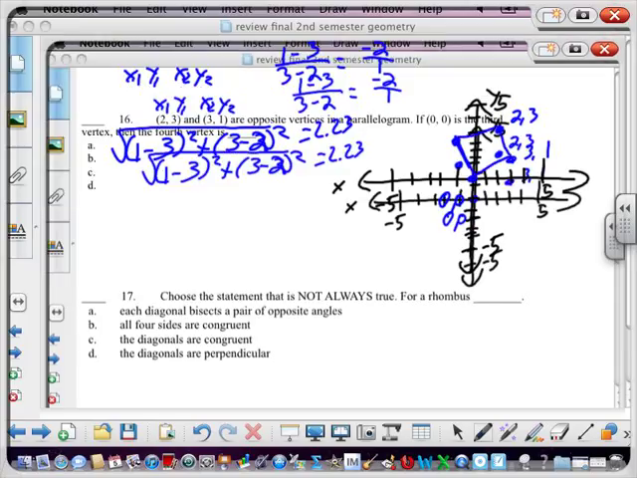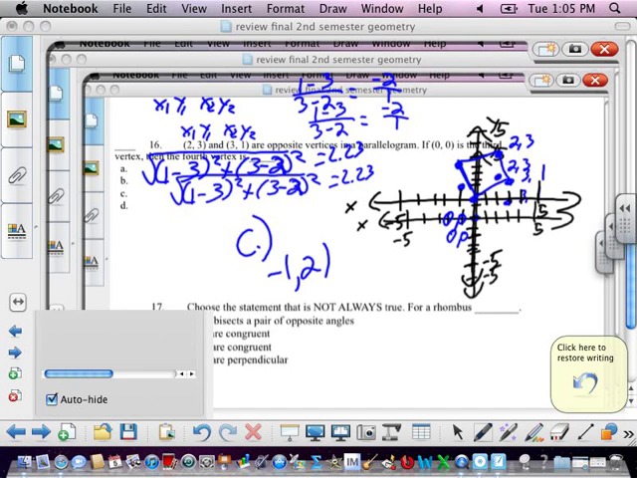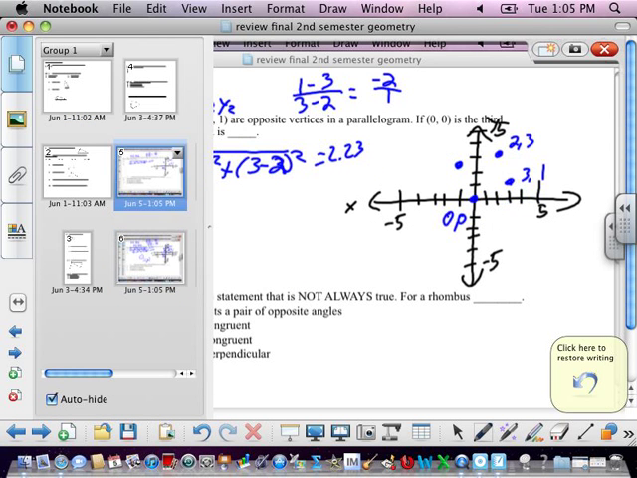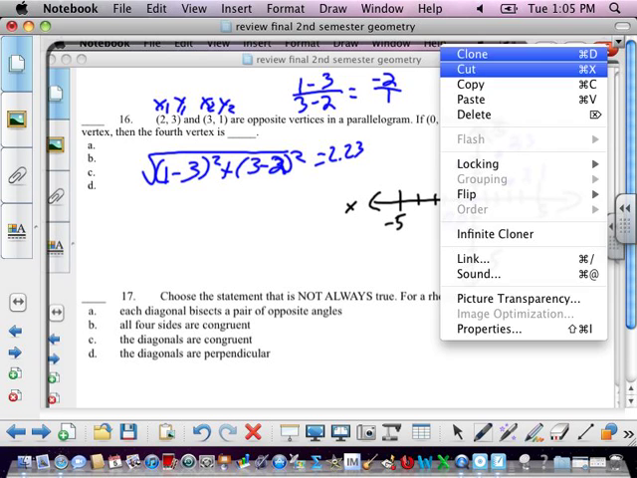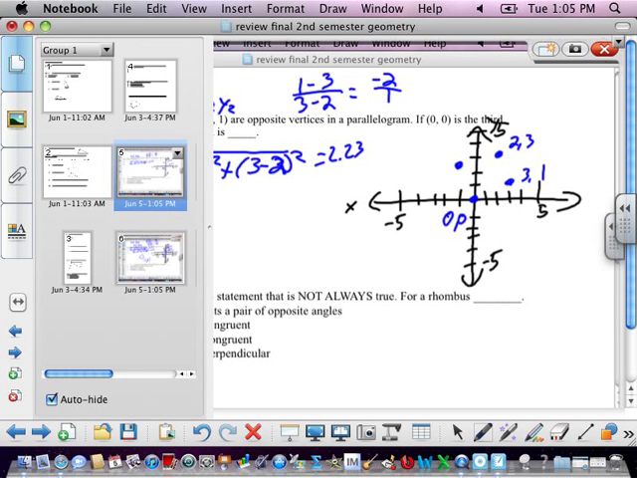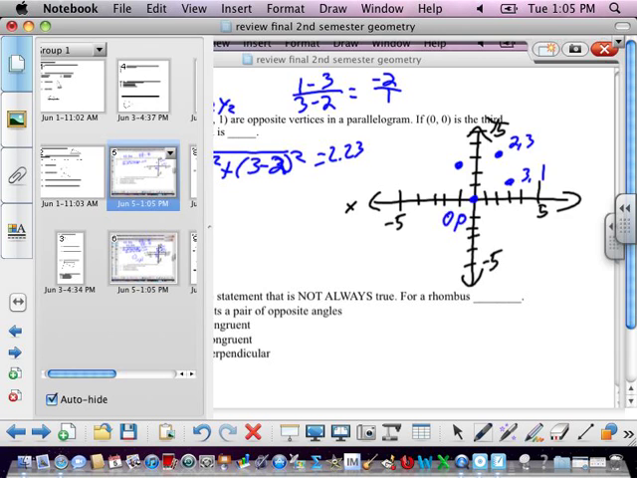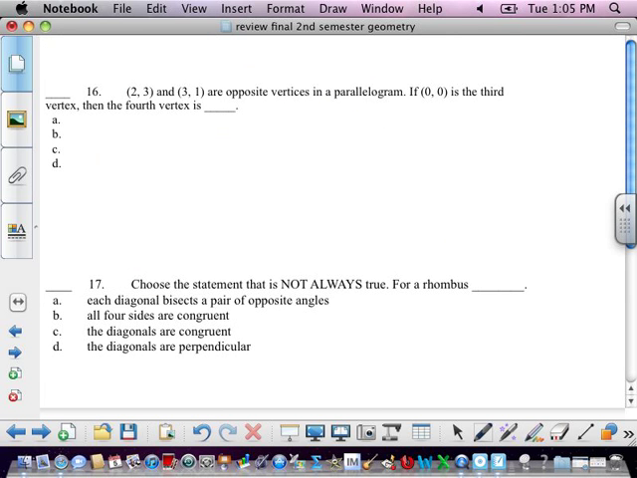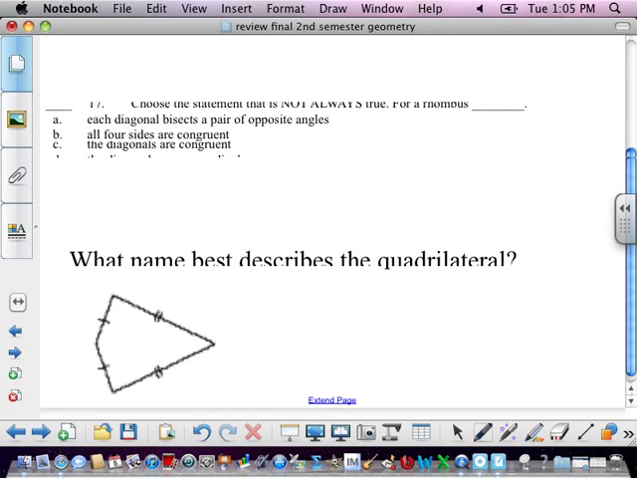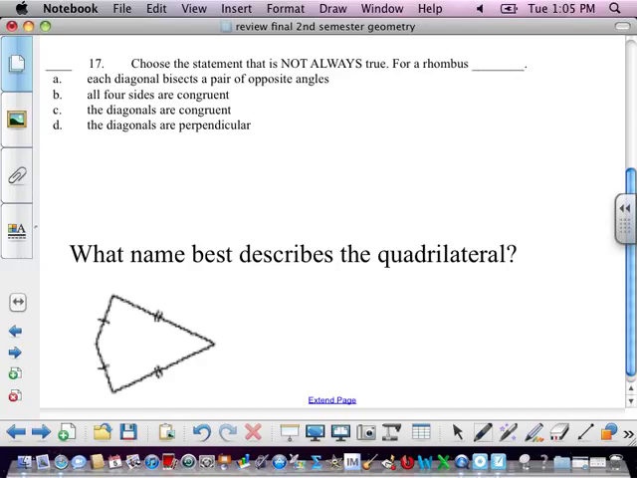So, therefore, unfortunately, this went all crazy on me. My point is (negative 1, 2). It is C. Okay. 16? Yes. Give me 1 second. Okay. Let's look at number 17. So for number 16, again, it's C.